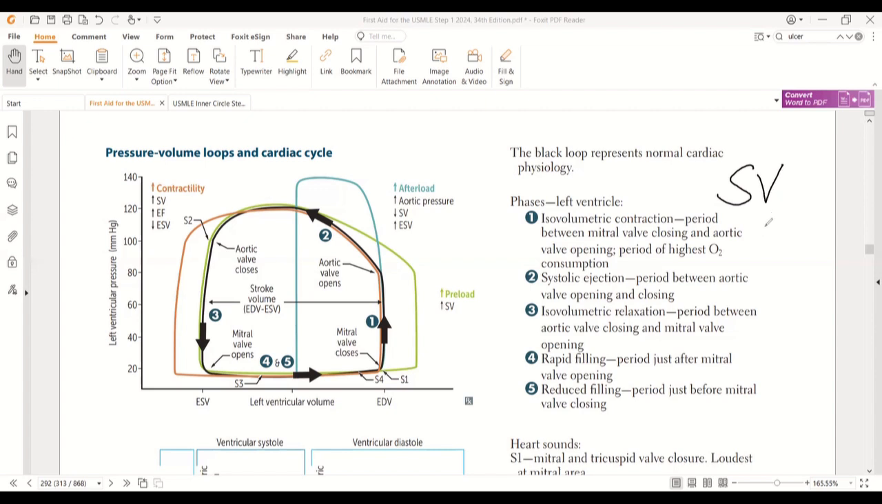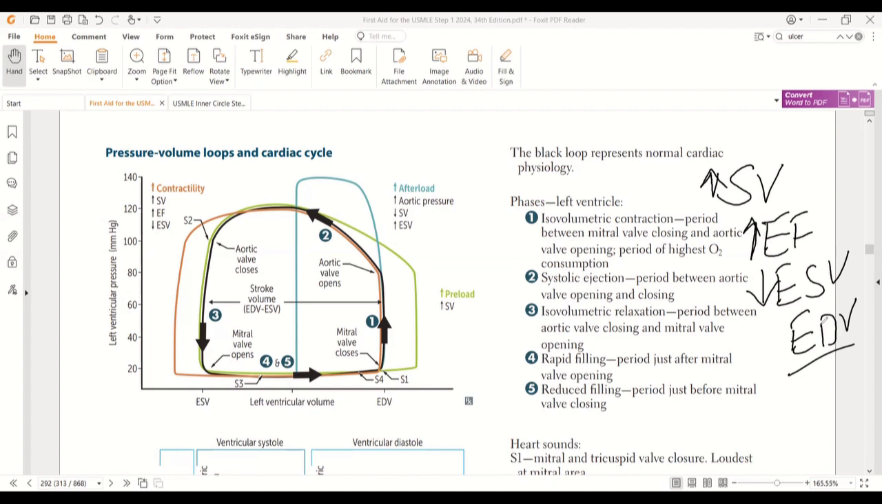They give you stroke volume, ejection fraction, end systolic volume and end diastolic volume, right? So which thing increases, which thing will decrease? Stroke volume increases, ejection fraction will increase, end systolic volume will decrease. And what about the end diastolic volume? It will mainly remain unchanged, right? End diastolic volume is mainly changed by IV fluids, preload, right?